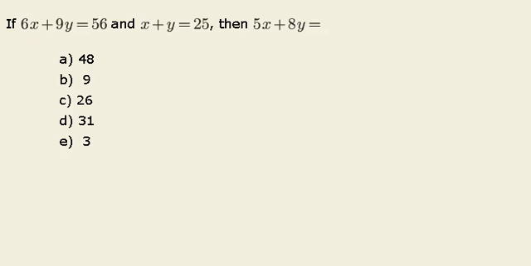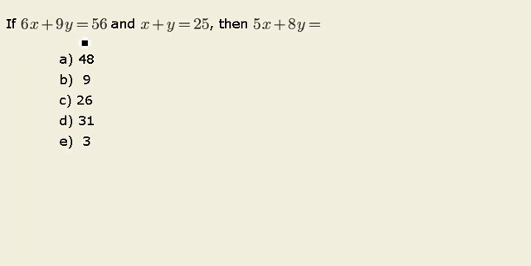Okay, so the equation we are given is: if 6x plus 9y equals 56 and x plus y equals 25, then 5x plus 8y equals what? So the first step is to look at each equation and see if we can manipulate them through addition or subtraction to get the final equation that we're looking for.